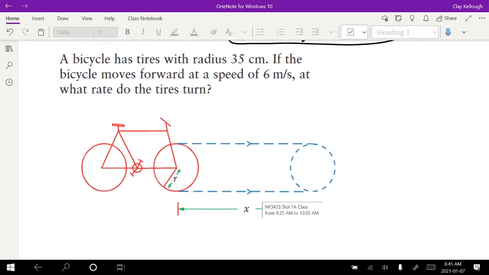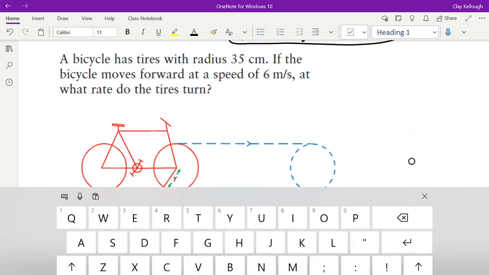A bicycle has tires with a radius of 35 centimeters. If the bicycle moves forward at a speed of 6 meters per second, at what rate do the tires turn? Now, what you should be thinking here is thinking about x.